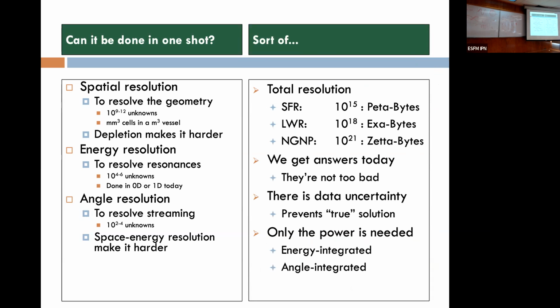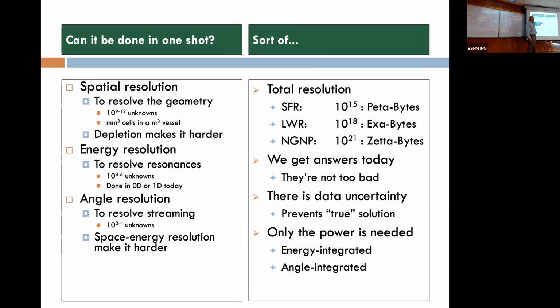If we had a sodium fast reactor, it's fast energy. And so in general, we go, well, I don't care about anything below this energy, so I can ignore the rest of these energies and only focus on these fast ones. That makes it a lot easier. A sodium fast reactor is also a lot smaller in size. And so that smaller size means we can get away with maybe only 10 to the 15th, petabytes of unknowns just to store what is my solution. And 10 to the 15th, petabytes.